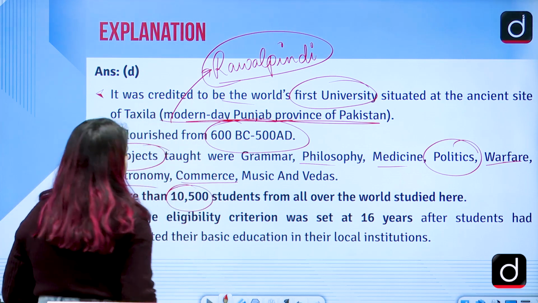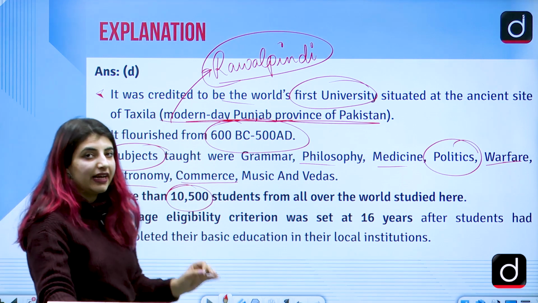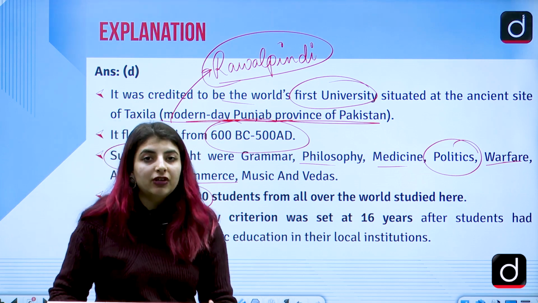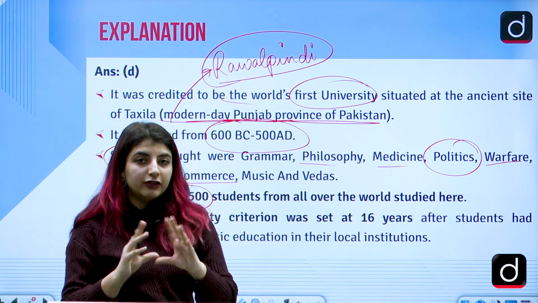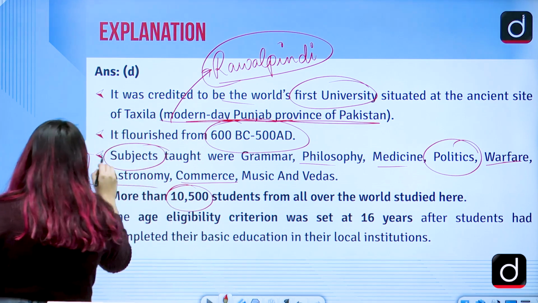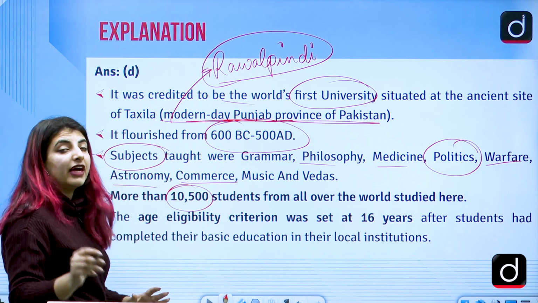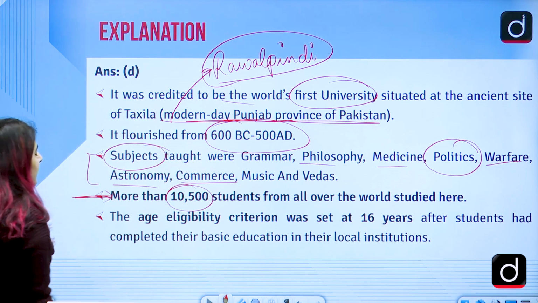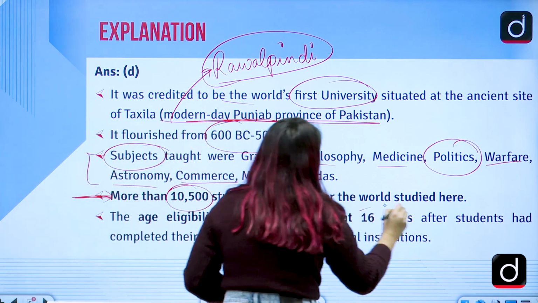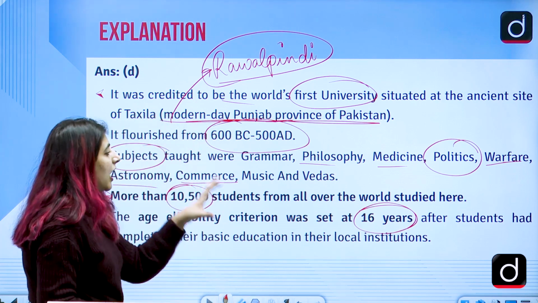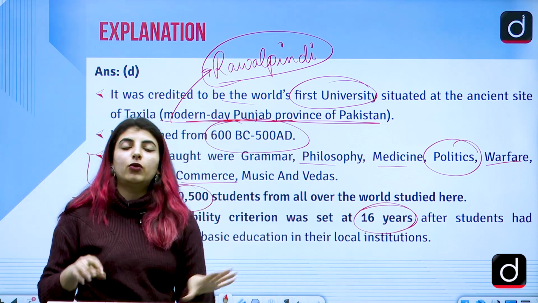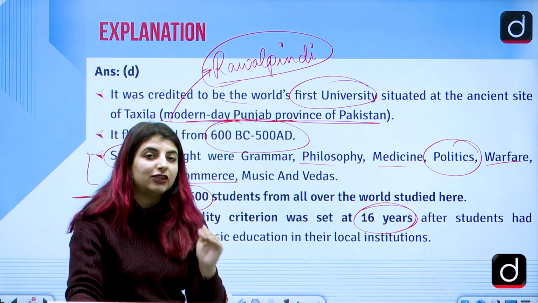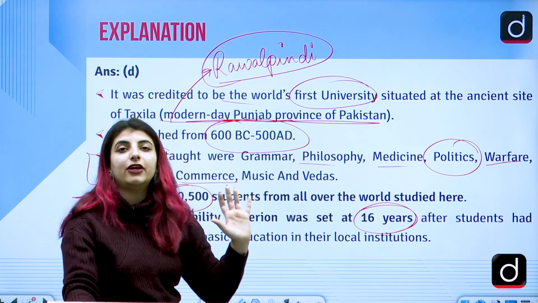More than 10,500 students from all over the world studied here. There were many Chinese scholars who were coming here to get education. So this was a university which was dealing with these many subjects and these many students at that point of time. Just imagine that higher education had its impact in that time as well. The age eligibility criterion was set at 16 years, after students had completed their basic education in their local institutions. So if you wanted to pursue higher education, you were supposed to be 16 years of age when Taxila University was there.